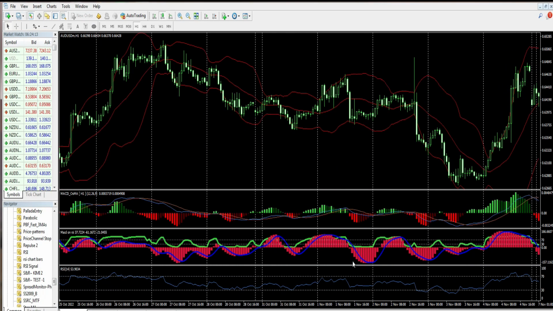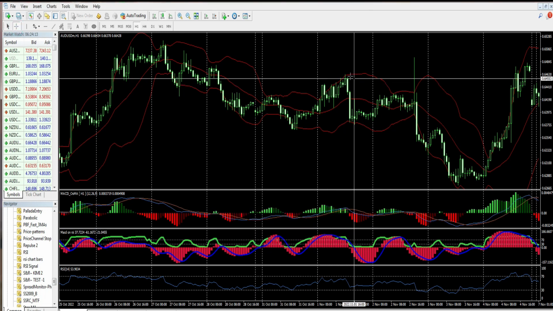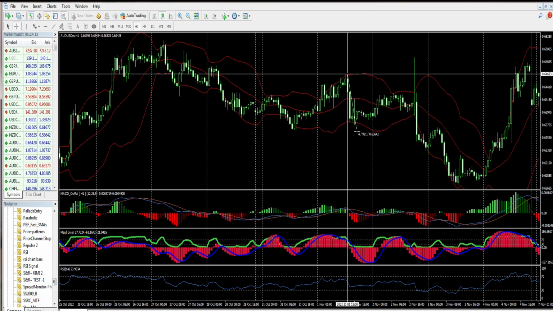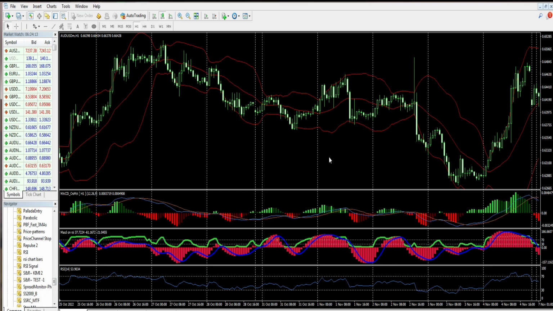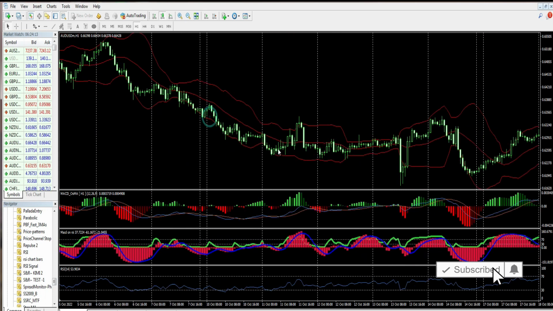It looks like a histogram with an auxiliary line. The histogram shows the divergence of two moving averages. If one of them moves away from the other, the histogram bars become longer. If the moving averages get closer, the bars become shorter. Thus, rapid movements will result in long bars in the MACD histogram, and flat will be indicated by short bars.